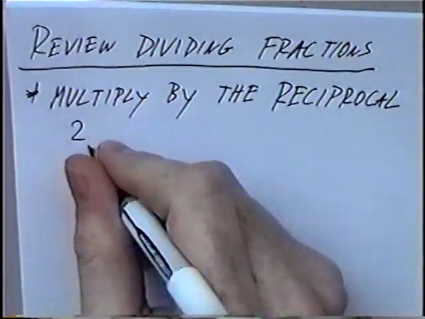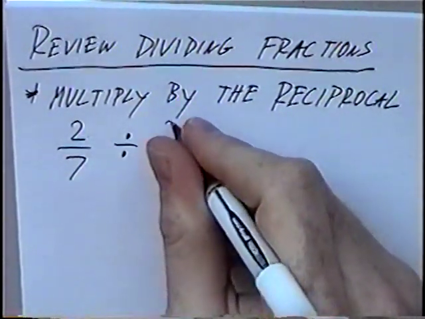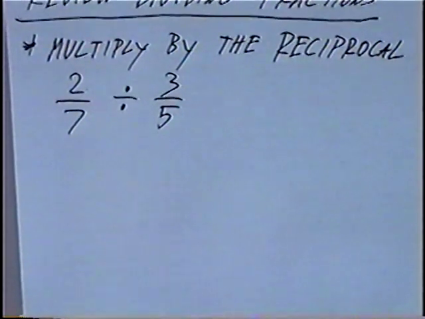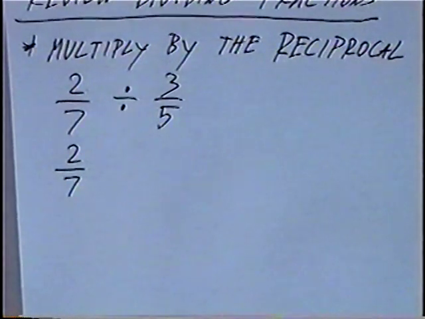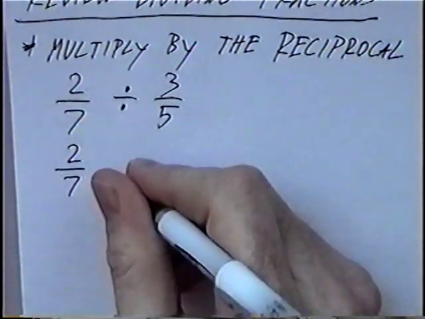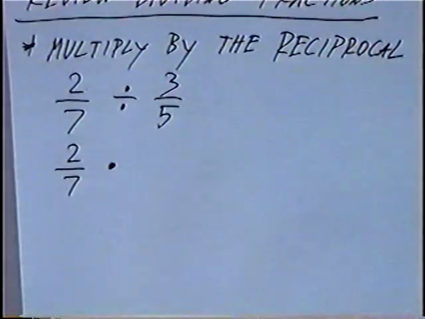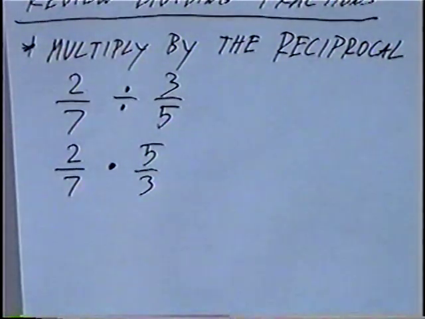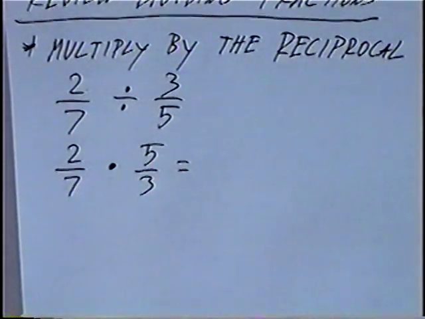First question and first two fractions, 2 over 7 divided by 3 over 5. When dividing fractions, the first fraction we'll rewrite as the same, 2 over 7. And using the definition, we'll multiply by the reciprocal. Instead of dividing, we can change this to a multiplication symbol. And we'll take the reciprocal of the second fraction. Instead of 3 over 5, we'll flip it upside down to have 5 over 3. Instead of dividing by 3 over 5, we can multiply by 5 over 3.